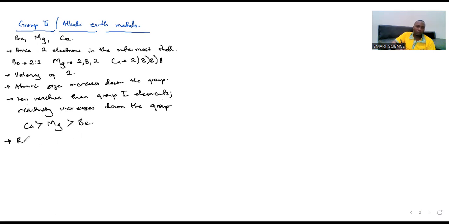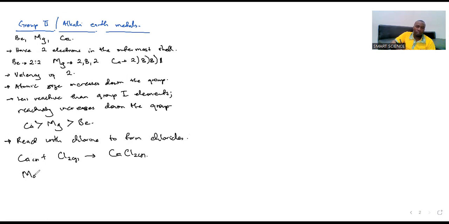According to that, react with chlorine to form chlorides. This is the same just like in group 1. So if I have calcium, react it with chlorine gas, you will be able to get calcium chloride, which is a white solid. Magnesium, react it with chlorine gas, you will be able to get magnesium chloride, which is also a solid.